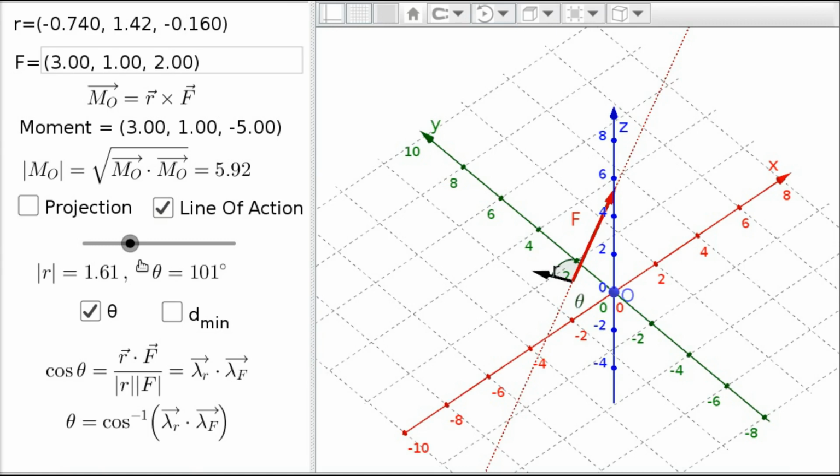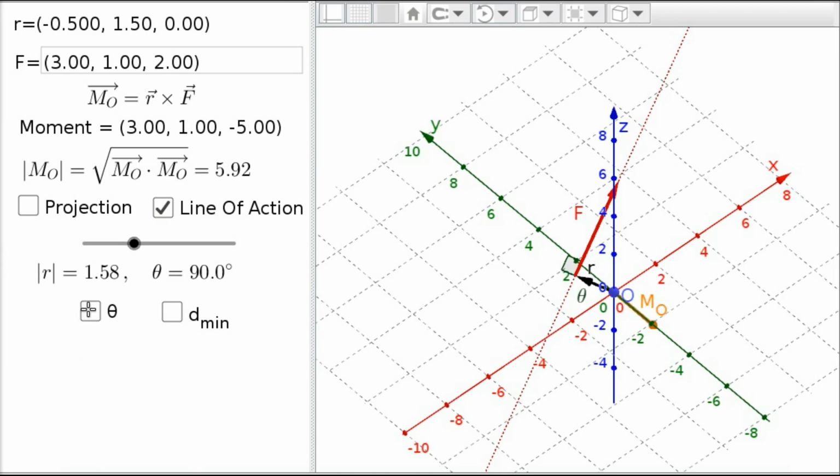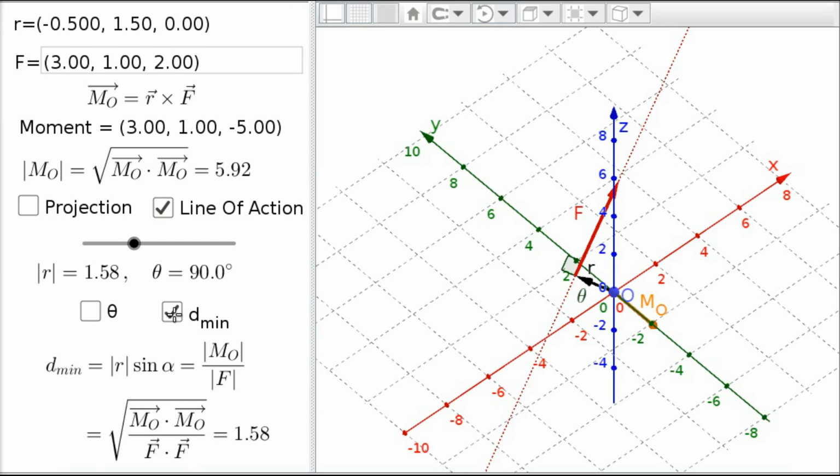An interesting thing is that cosine theta is 0 at 90 degrees, and r dot F is also 0, so theta is 90 degrees. So that's fairly important. We can actually use that feature, knowing that it's 90 degrees here.